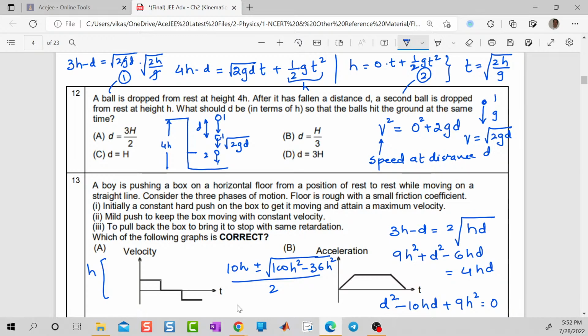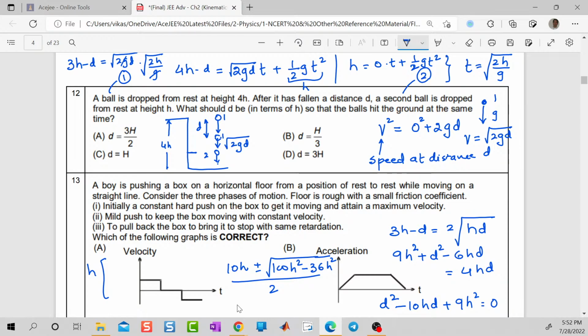So that's one task we did, and then we also established the expression for t, which is square root of 2h by g. That part also looks right. So we have 4h minus d, and h, if I take it on the other side, becomes 3h minus d. 3h minus d is square root of 2gd times time t. What is time t? Square root 2h by g. So 2 comes out, so if we keep it inside, it is 4 square root of 4hd. Doesn't look like there is any problem there.